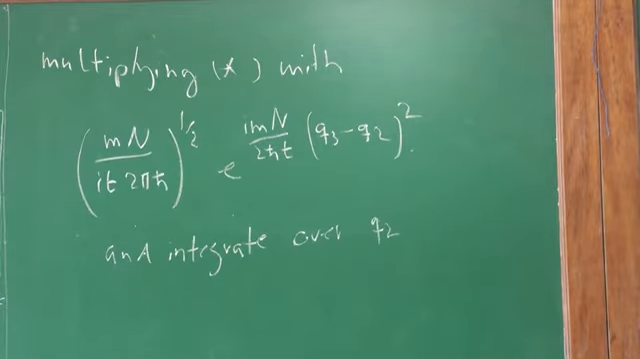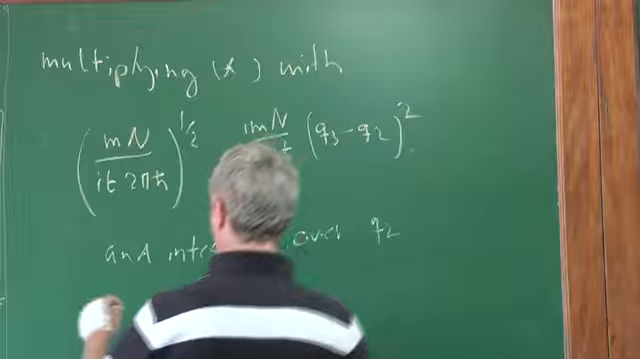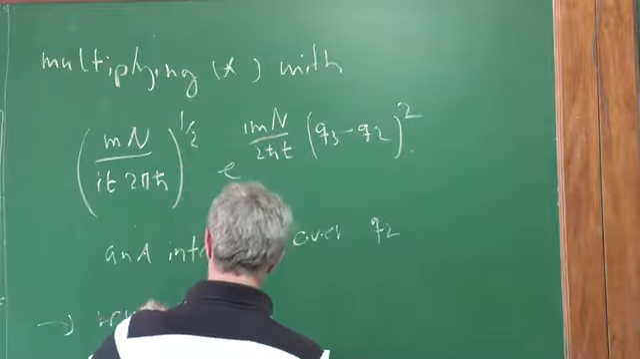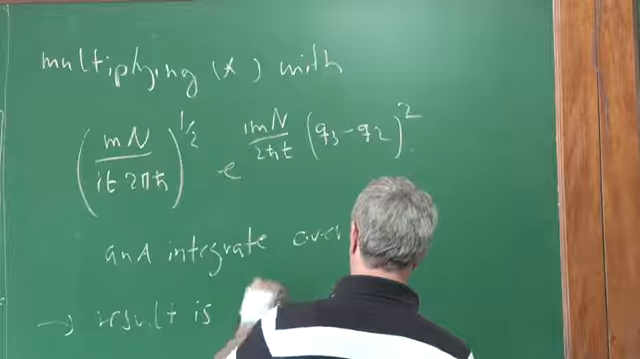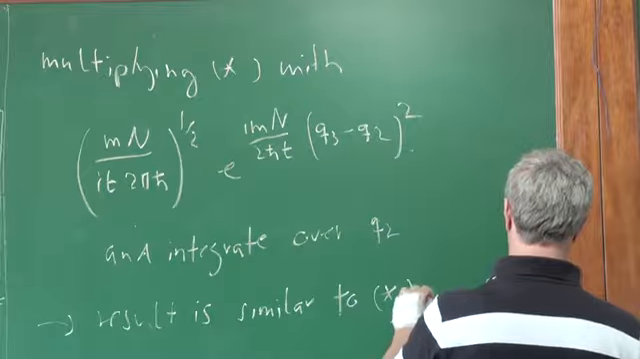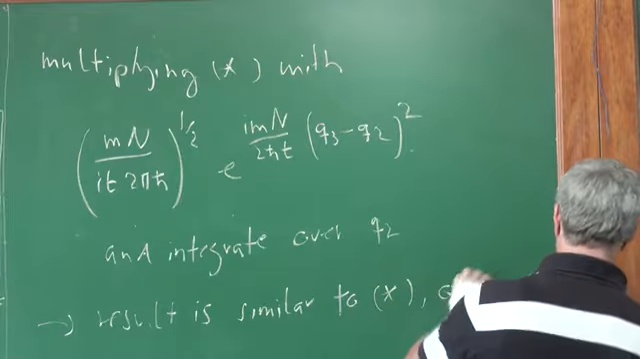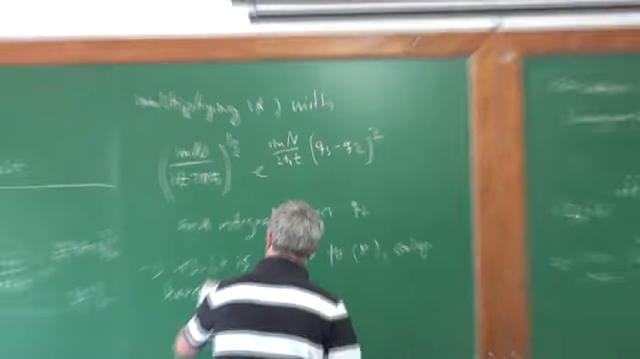The only difference is that here we have a factor 2t and not a factor t. So if you go carefully through this calculation, you will find that the result is similar, or it's identical actually, to what we got here, where only you have to substitute the following.